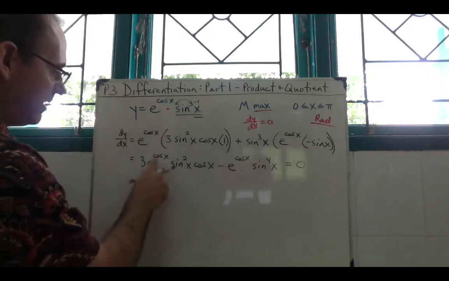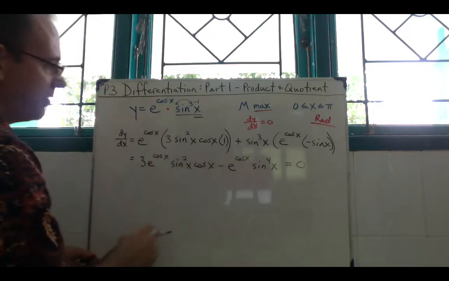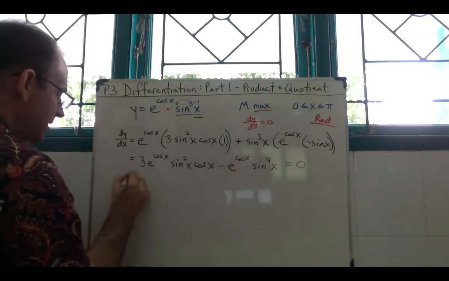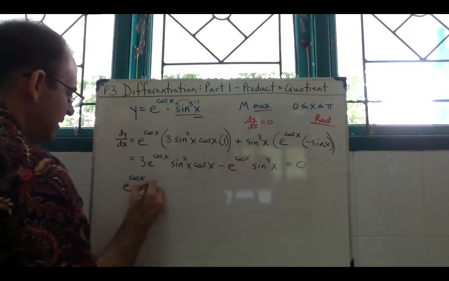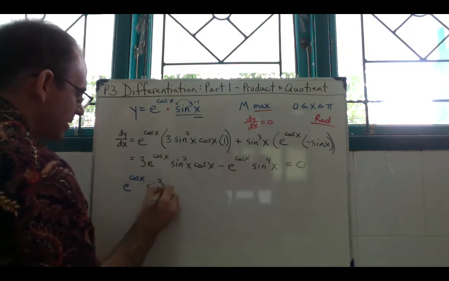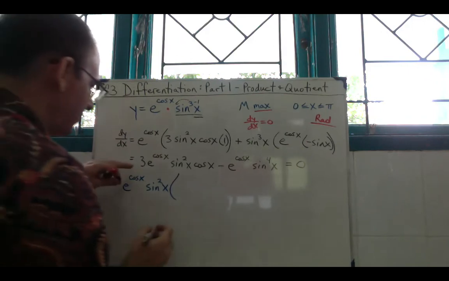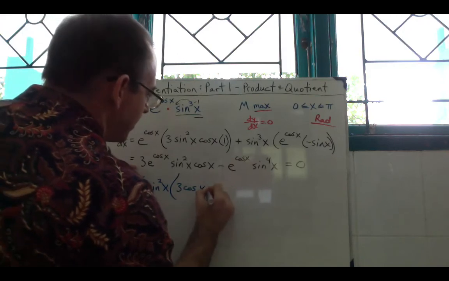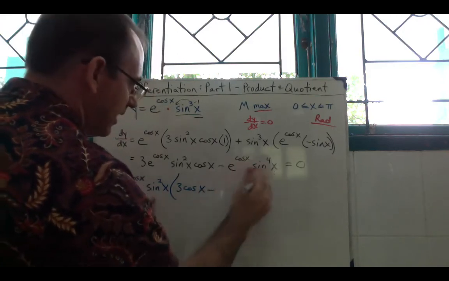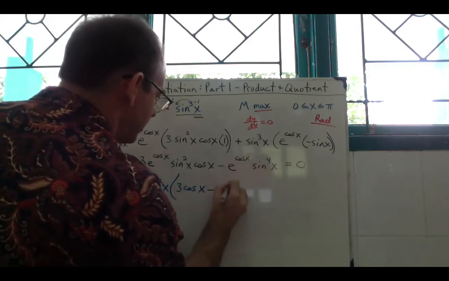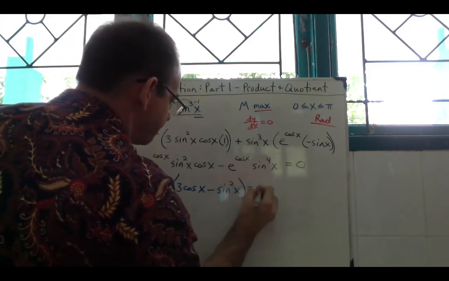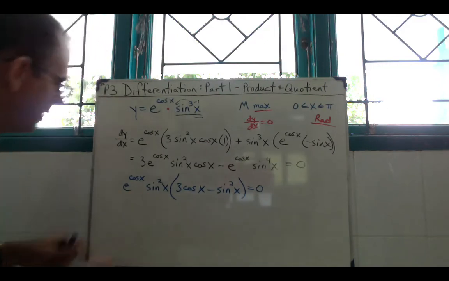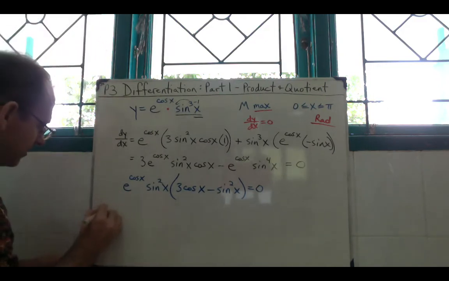So we have an e to the cosine x common to both terms. We also have a sine squared common to both terms. So we can take the e to the cosine x and the sine squared x and factor them out. That leaves us with 3 cosine x minus, and if we take out sine squared, there's still a sine squared x there.